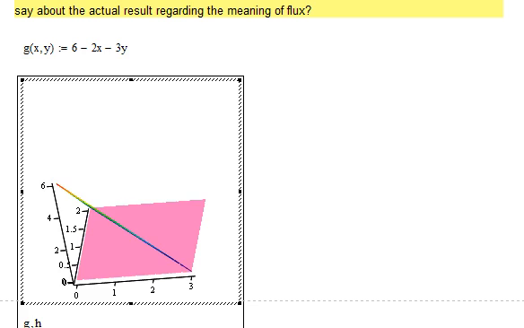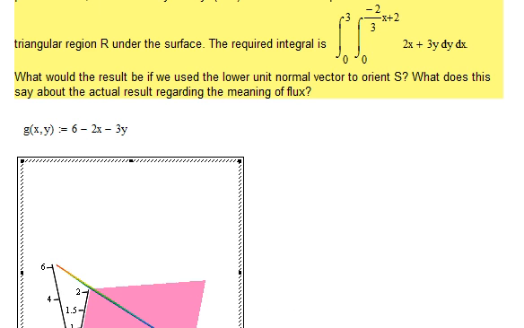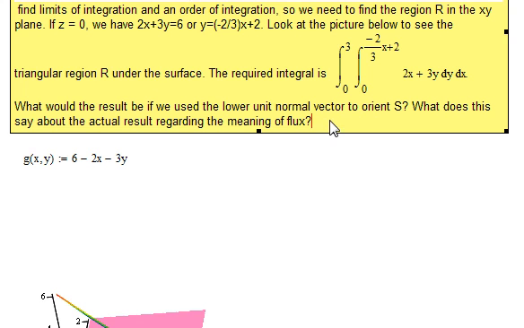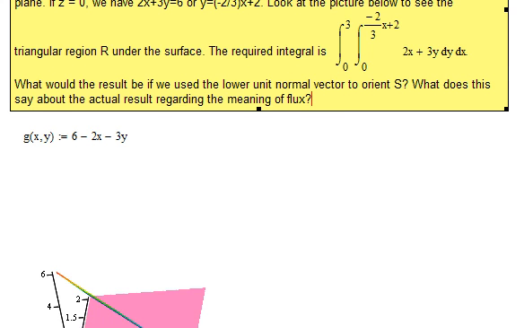Wowzers. So then this is a fairly easy to operate integral. I just said to set it up, we didn't have to evaluate it, but that's easy to evaluate. But what do you think would happen if we use the lower unit normal vector to orient S, and what does that say about the actual result regarding the meaning of flux? Well, I think you see it would just be negative.